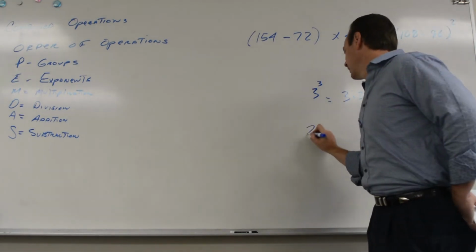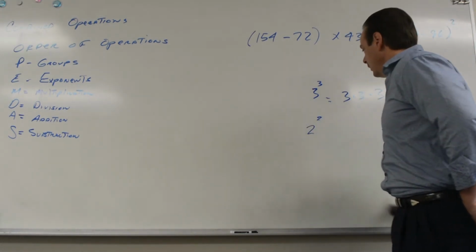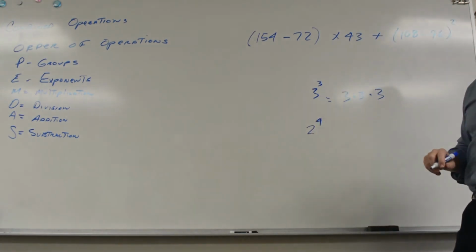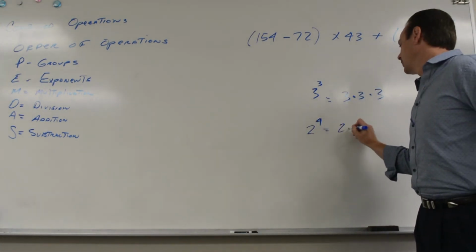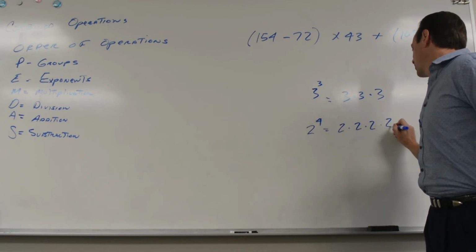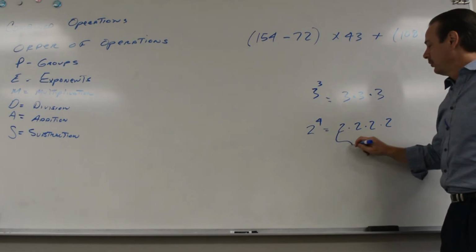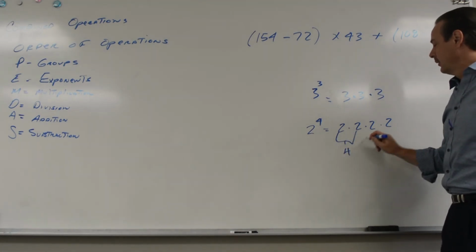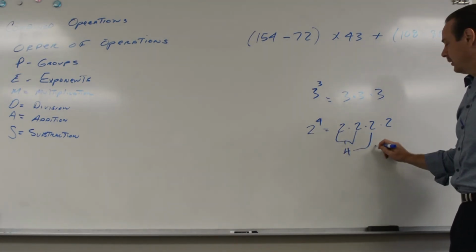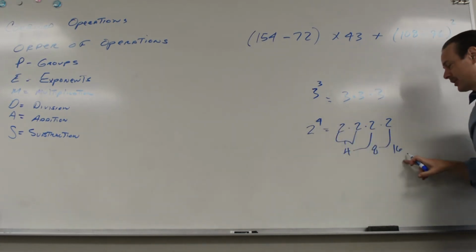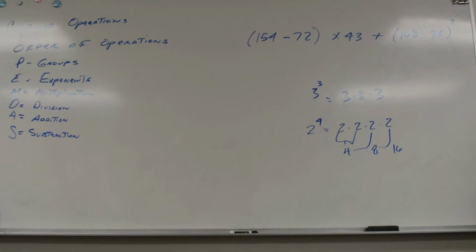For example, if we said this is 2 to the 4th, this is actually saying 2 times 2 times 2 times 2. So what would that give you? 2 times 2 is 4, right? Times 2 is 8. Times 2 is 16. So 2 to the 4th is 16, not 8. Yes, Maria?